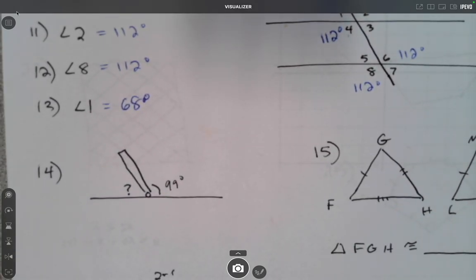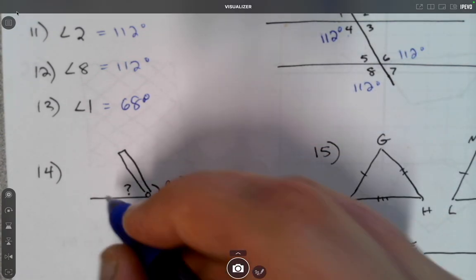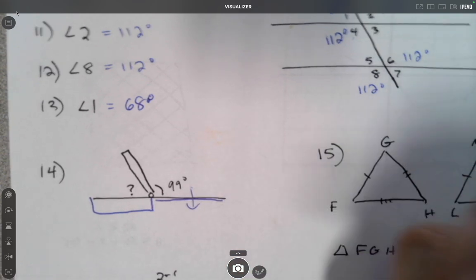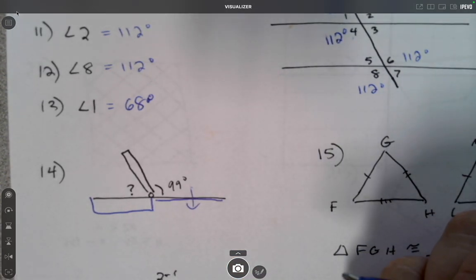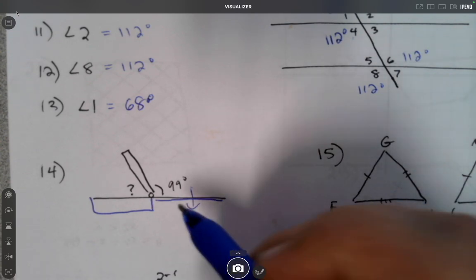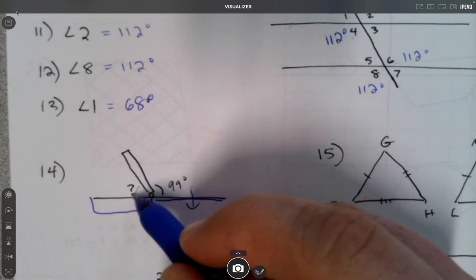Number 14 says a door can swing open 180 degrees. The door is open at an angle of 99 degrees. So this is where you would go in the door right here. This part's a solid wall. This is just where you walk in the door right there. What is the measure of the angle between the door and the door jamb? So we know this one's 99 degrees, and they're wanting to know what is this angle right here.